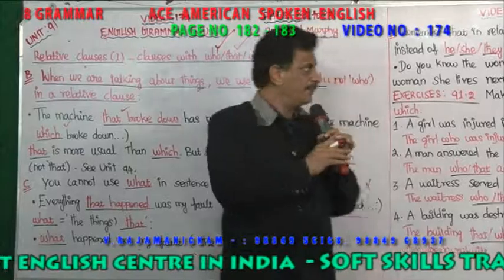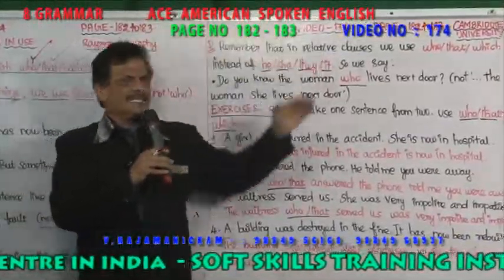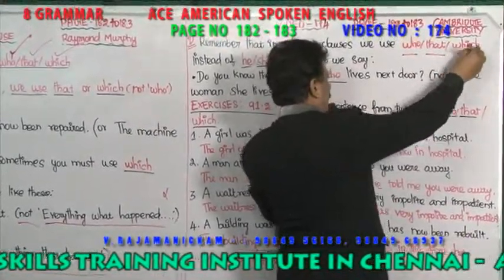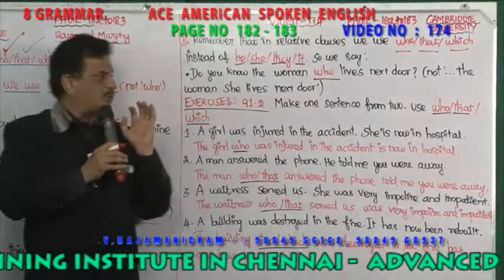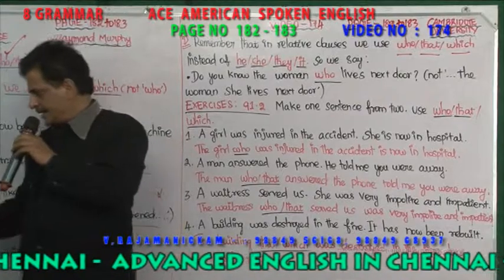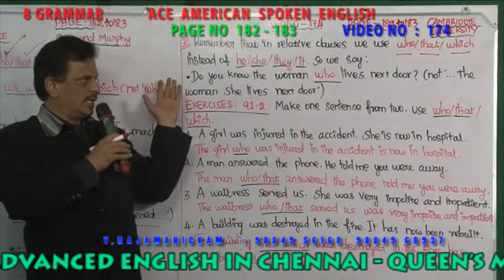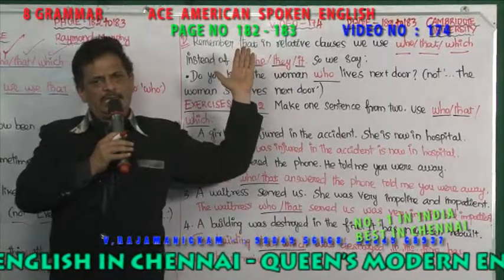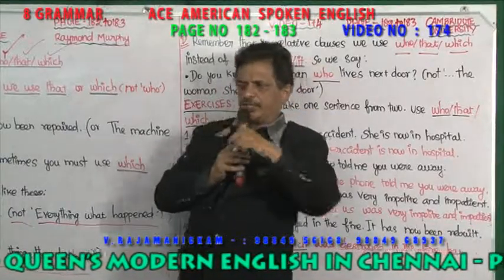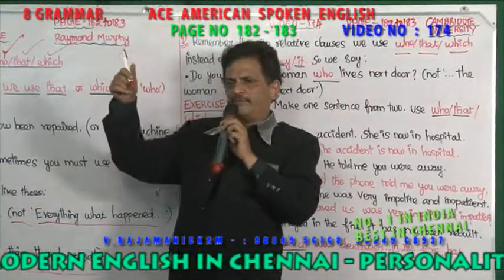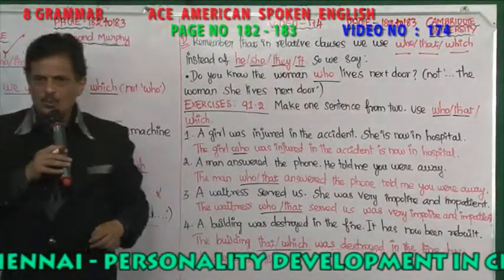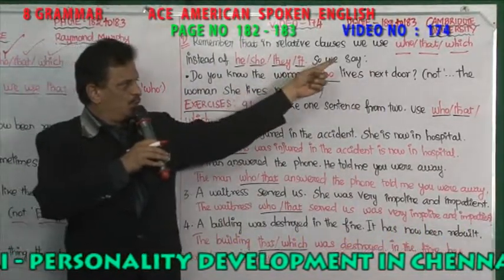Now you see here, remember that in a relative clause, what do you use? Who, that, which. In a relative clause you use who, that, which. You don't use what. You can start a sentence with what, but you're not supposed to use what in a relative sentence. The boy who is sitting here is a collector. The pen that I brought is from America. The shirt which I am wearing is from Dubai. So who, that, which.